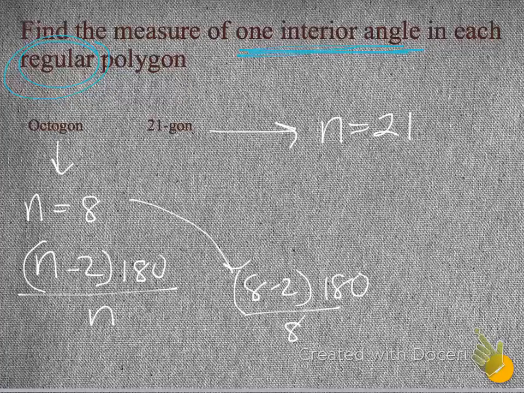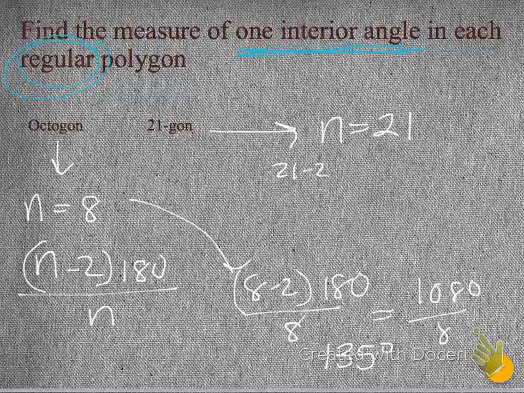So we have 6 times 180, so 1080 divided by 8. So my one angle is 135 degrees. So now we're going to do our other one.